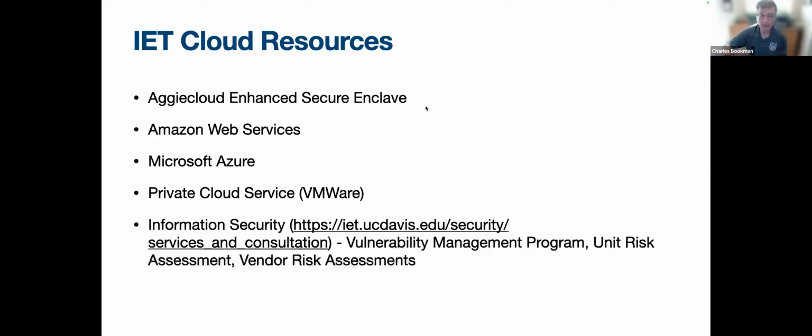And I also want to mention the robust information security options that they have. If you go to IET.ucdavis.edu/security services and consultation, they do offer vulnerability management program options. They can do unit assessments, unit risk assessments, and vendor risk assessments. So if you have any security needs, if you have data needs that you're unsure of about the security, I encourage you to reach out to the ISO and talk to them, and they've been very helpful.